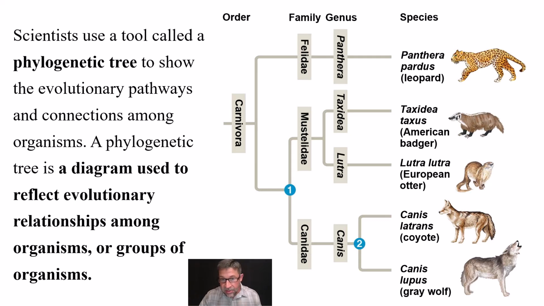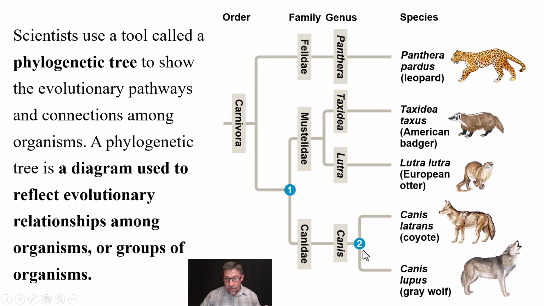So how do we read this thing? What this phylogenetic tree is telling me is that the mustelids, the weasels, and the canids share a more recent common ancestor than they do with the felids. So we've got to go all the way back to the base of the Carnivora phylogenetic tree to find a common ancestor between the leopard and the gray wolf. Okay, so this is how we read these things.